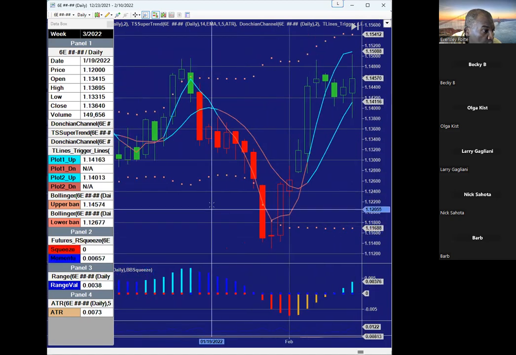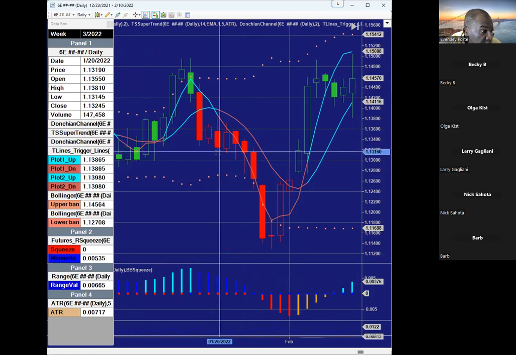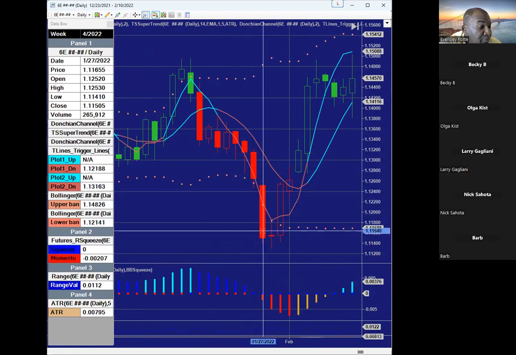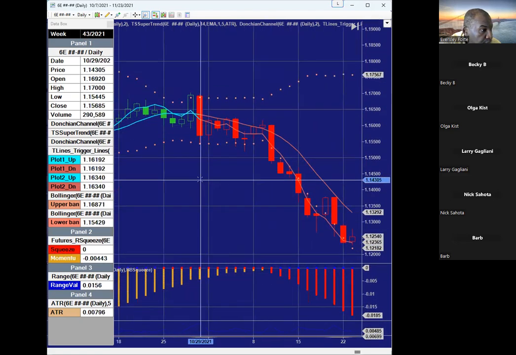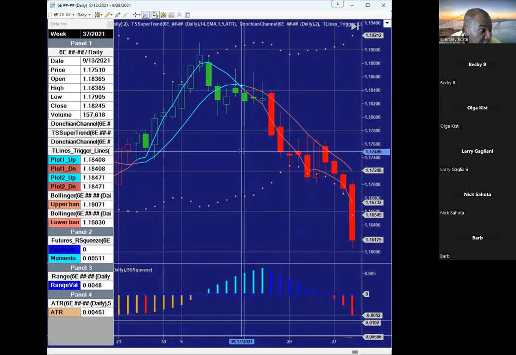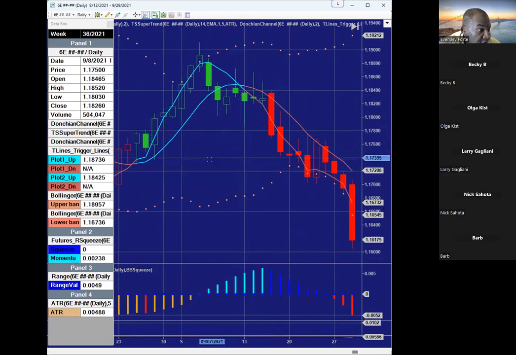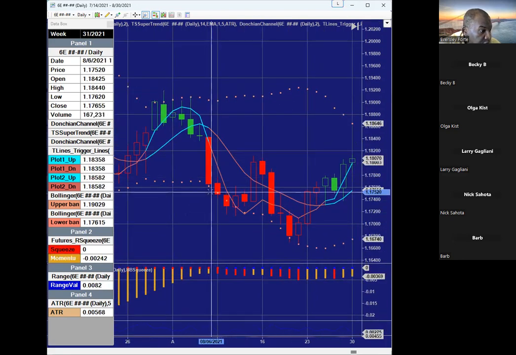This setup happens over and over again. It's a nice big move and you just trail. Your first target is hit and then you keep trailing the stop on the remaining contracts. The setup happens over and over and over again. The candle has to be red. This would not be valid because the green candle has to be red. Here we have a valid trade: crossover, boom, drop.